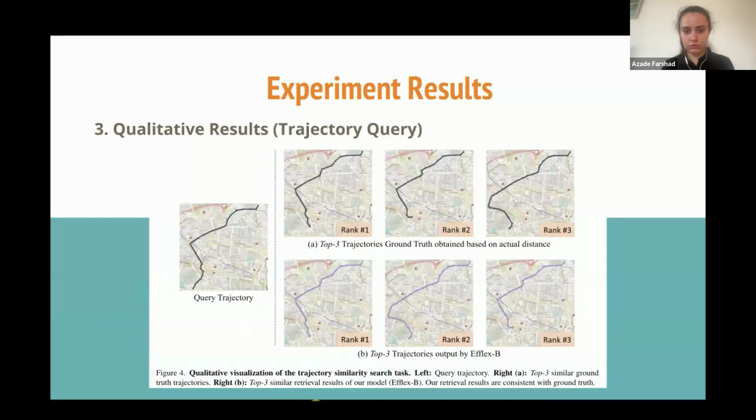This figure shows the trajectory query results. Using the Porto dataset, given a query trajectory, our model finds the top three similar trajectories based on the learned embeddings. The results closely match the ground truth, proving the effectiveness of eFlex. These results validate our approach of dimensionalizing spatio-temporal trajectories for graph construction, efficiently representing large datasets. eFlex also has practical applications, like finding alternative routes in navigation.